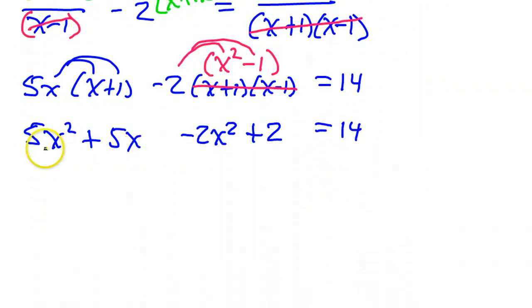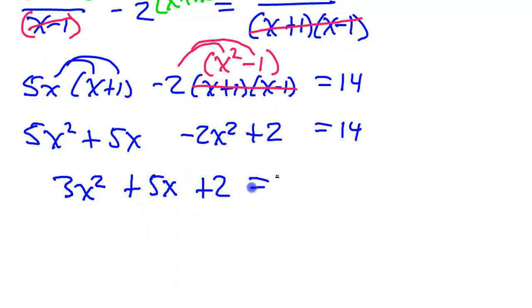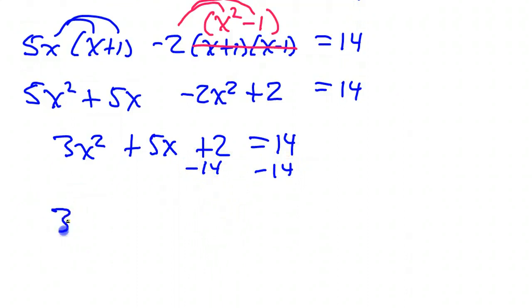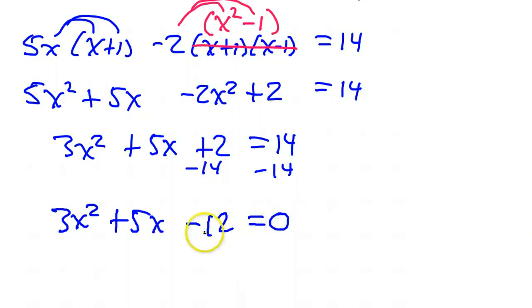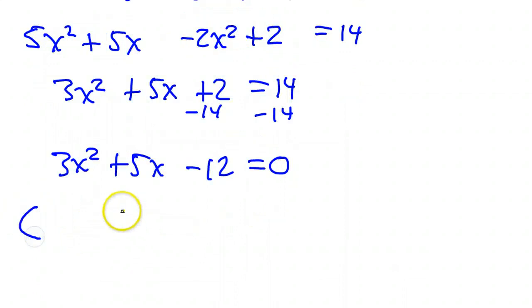Okay, combining like terms, 5x squared minus 2x squared, that'll be 3x squared plus 5x plus 2 is equal to 14. Then we would subtract 14 from both sides. So that'll give me 3x squared plus 5x minus 12 is equal to 0. Okay, so let's see if we can factor this.